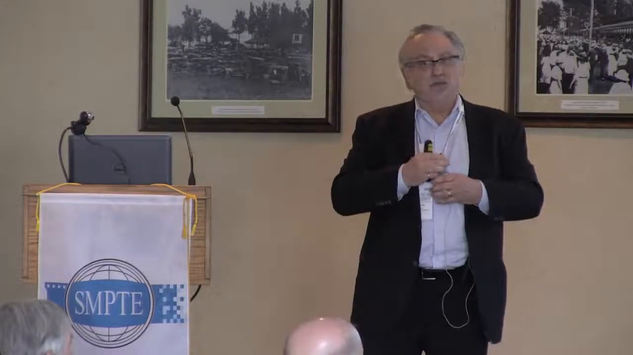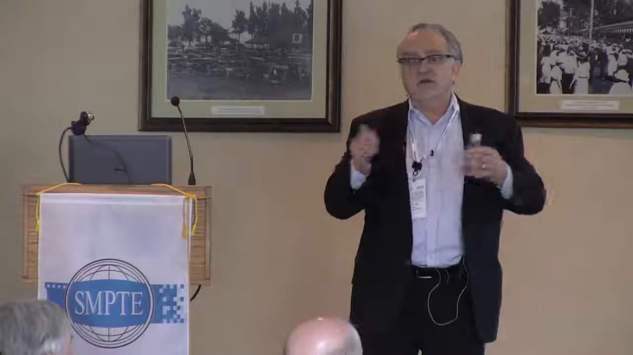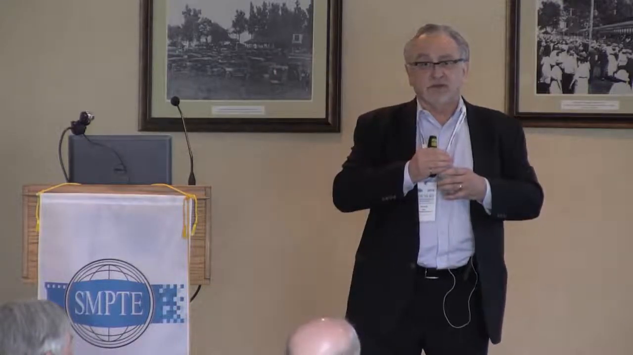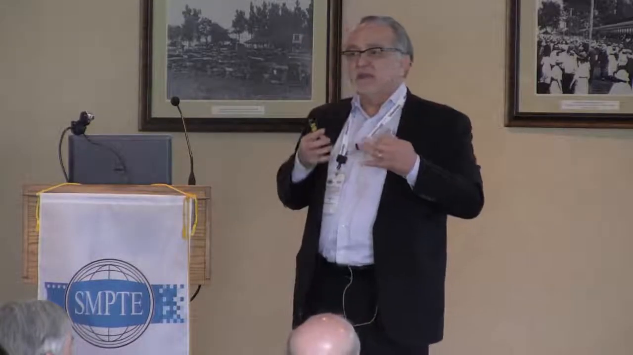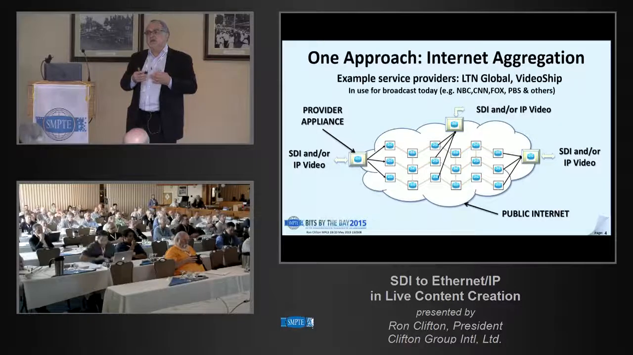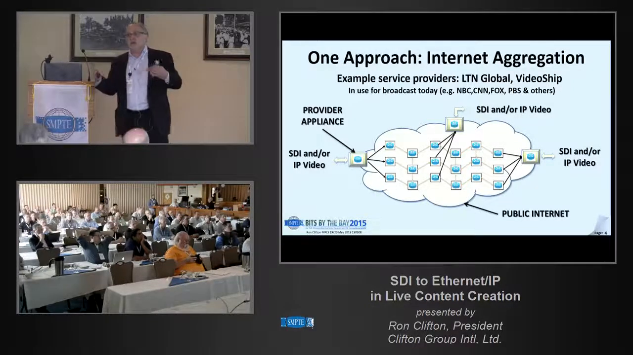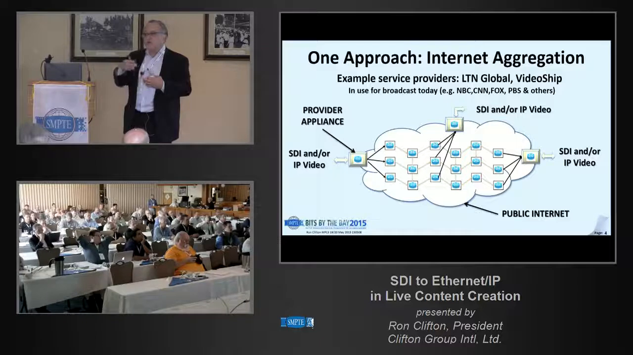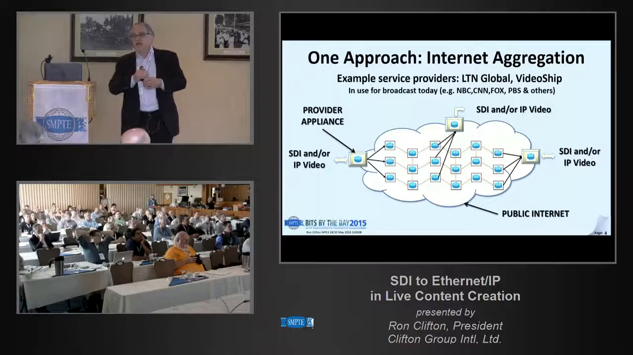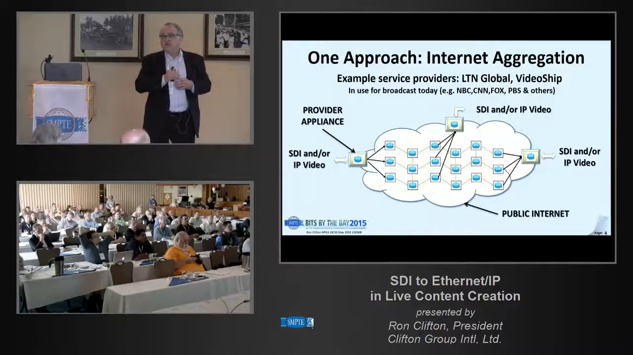There are a number of companies, like LTN, for example, well known, some people here probably use them. I know PBS, we are using them as well. Others like VideoShip make a business out of aggregating public internet capacity so that they can get point-to-point, point-to-multipoint distribution of broadcast quality content. It's working today. People like CNN, like Good Morning America, are bringing contribution feeds in. People are using them for backup connectivity when their primary circuits go down. And they make a business out of it.